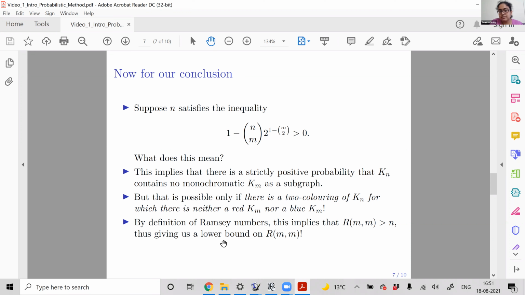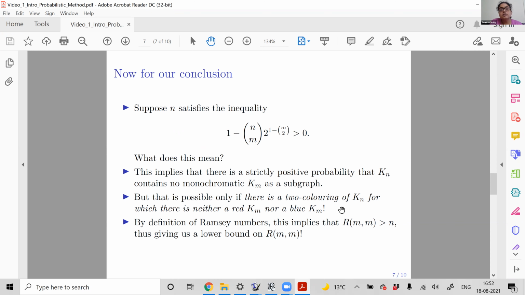So this tells you, by the definition of Ramsey numbers, because there is a way of assigning a 2-coloring which does not admit a monochromatic K_m, that when n satisfies this particular inequality, R(m, m) is actually strictly bigger than n. Okay, so this n is not the smallest integer n for which you are guaranteed to get a blue K_m or a red K_m. That's why I get a strict inequality here, as you can see, and this gives you a strict lower bound on R(m, m).